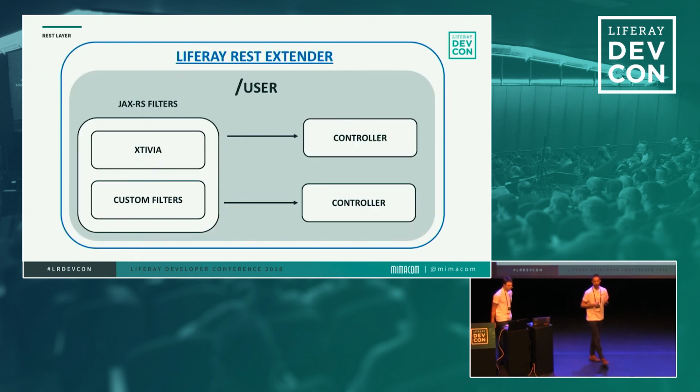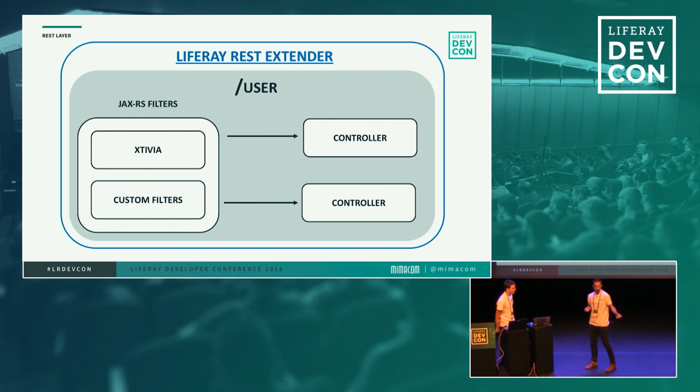So in this picture, we have a nice example of the life cycle of our request. In this case, this is an endpoint to get information of a user. Basically, the request will reach our Liferay REST extender, and the first thing it finds is the JAX-RS filters that we built. In first place, we have the Xtivia filters. This is a filter that allows us to check the user's role.